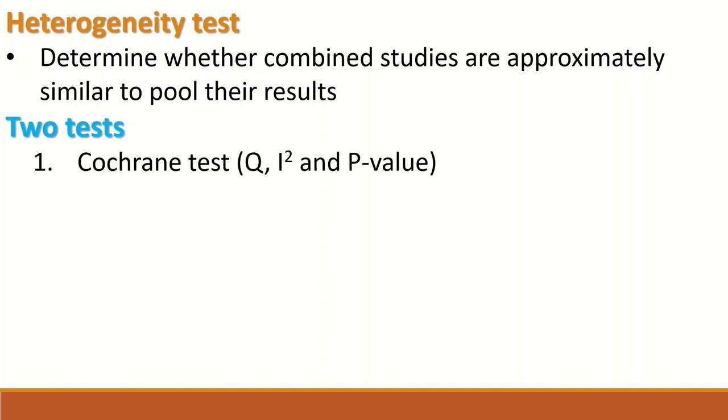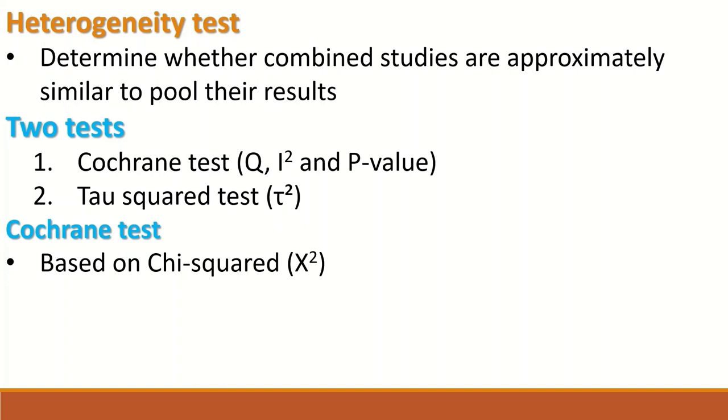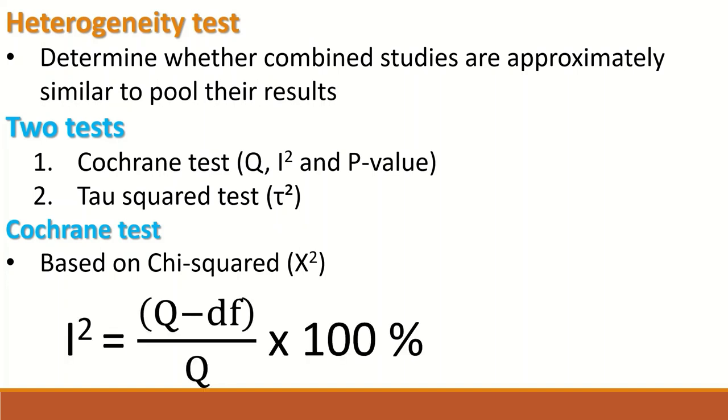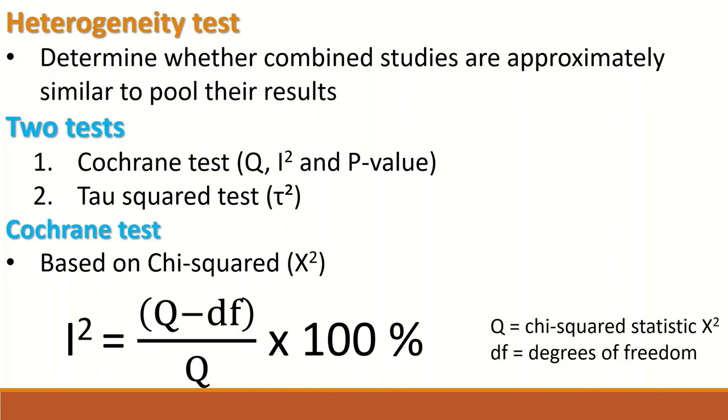So there are two tests to perform a heterogeneity test. The first one is the Cochran test, which is based on the Q statistic, which is based on the chi-square, and an I-squared value is generated with a p-value. And the second test is the tau-squared test. So the first test, as I said, is based on the chi-square test, and the formula for calculating the I-squared value, which is an indicator for the level or the quantity of heterogeneity, is given in this equation. I-squared is equal to Q minus degrees of freedom, divided by Q, multiplied by 100%. So Q is the chi-square statistic calculated, and DF is the degrees of freedom.